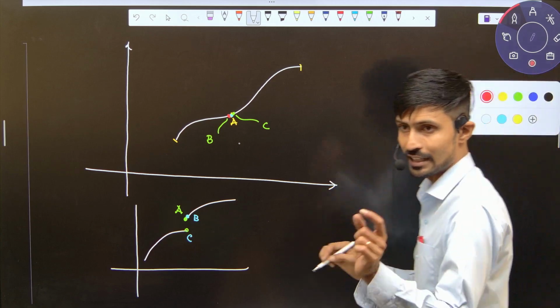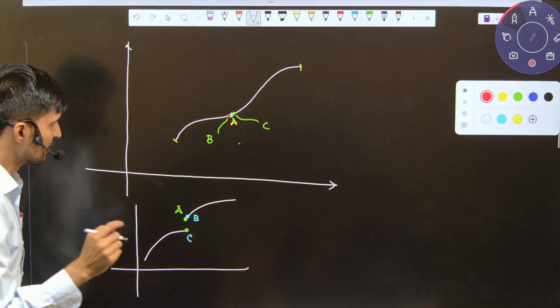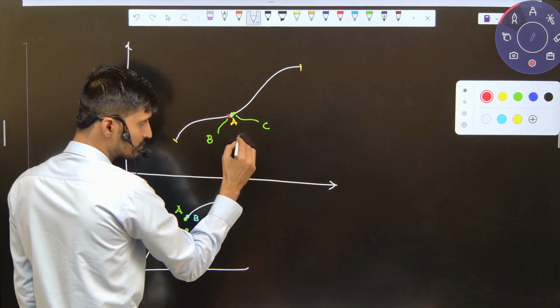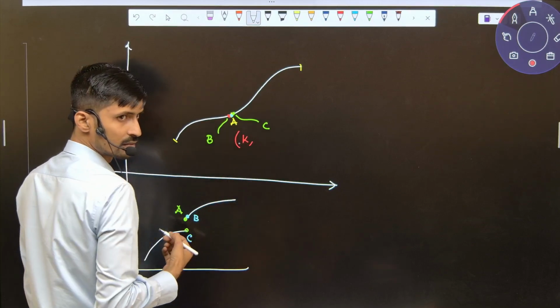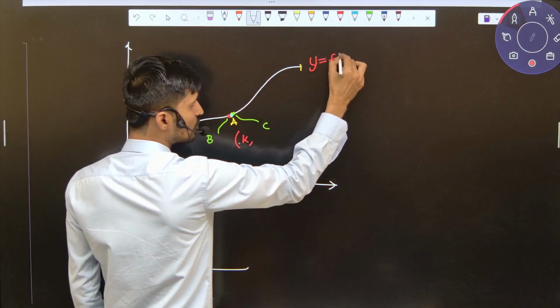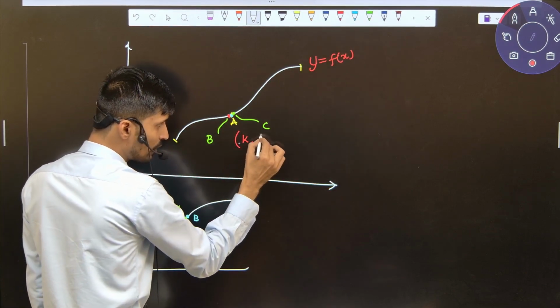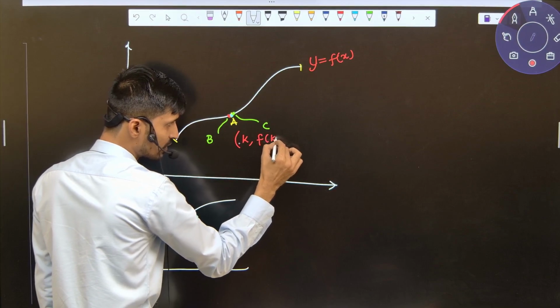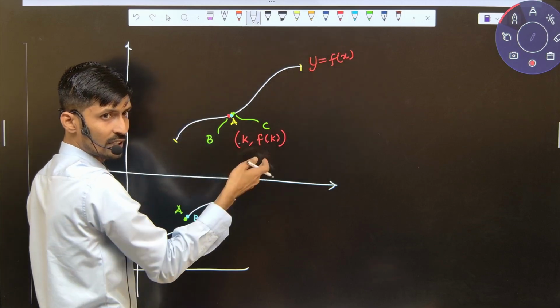You only have to understand that point and everything, that distance, x coordinate and y coordinate. See, suppose here x coordinate is k and our function is y equals f of x. So here x point is k. What will be the y coordinate? f of k. Simply you put the x coordinate in this, whatever y you get, that will come.